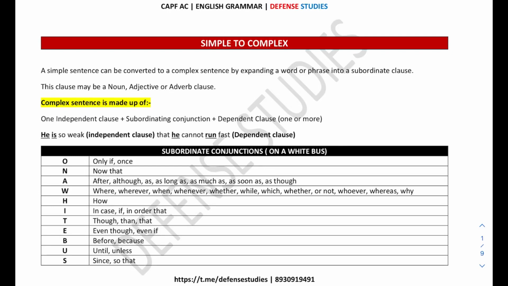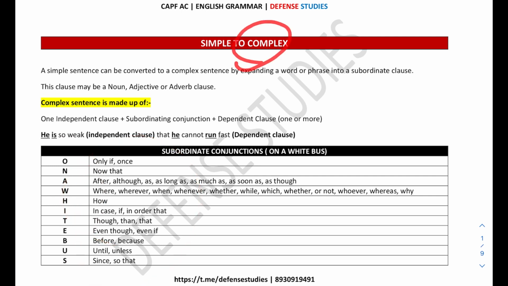Hello everyone. So in this video we will be learning how we can convert a simple sentence to a complex sentence. First of all, we need to understand what a simple sentence is and what a complex sentence is. A simple sentence has only one subject and one predicate, and a complex sentence has two clauses and a subordinate conjunction. Now what is a subordinate conjunction?